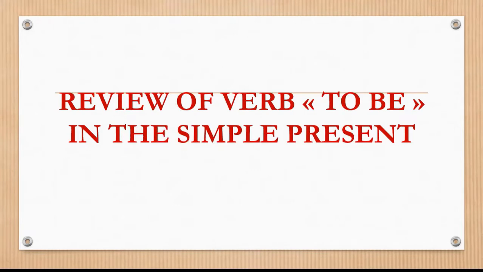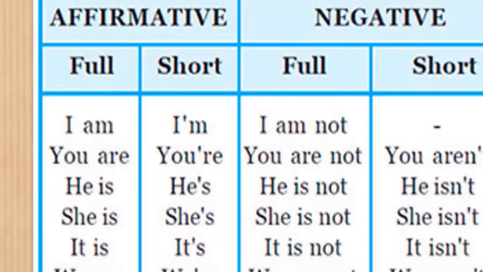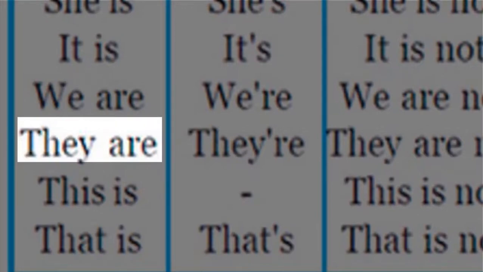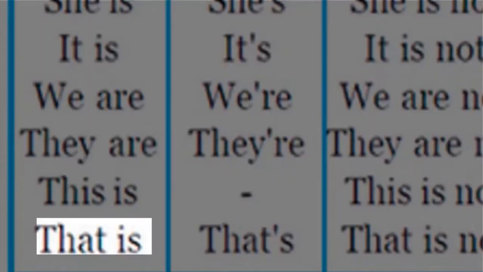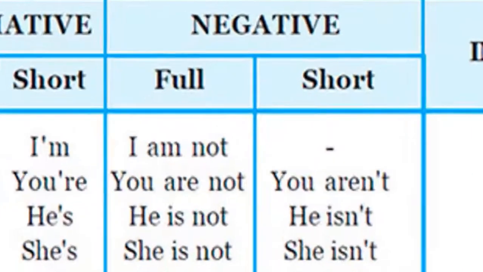Let's start with a review of verb to be in the simple present. In the affirmative form, full form: I am, you are, he is, she is, it is, we are, you are, they are, this is, and that is. Short form: I'm, you're, he's, she's, it's, we're, you're, they're, and that's.